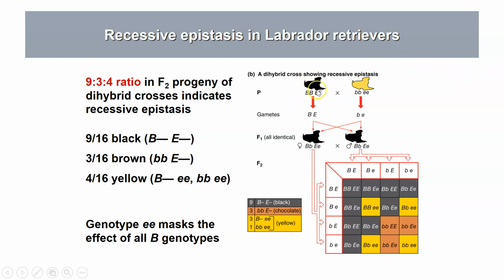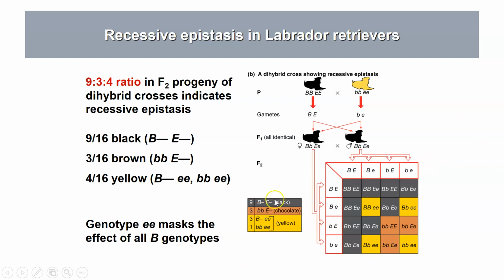If you cross a black lab, which is homozygous dominant for both genes, to a yellow lab, which is homozygous recessive for both genes, you will get an F1, which is heterozygous for both genes. These are black labs, resembling the homozygous dominant parent. If you cross these two black labs, F1 black labs, together, then if you have a large enough population of dogs, you would expect to see the Mendelian ratio of 9 to 3 to 3 to 1 based on the genotypes.